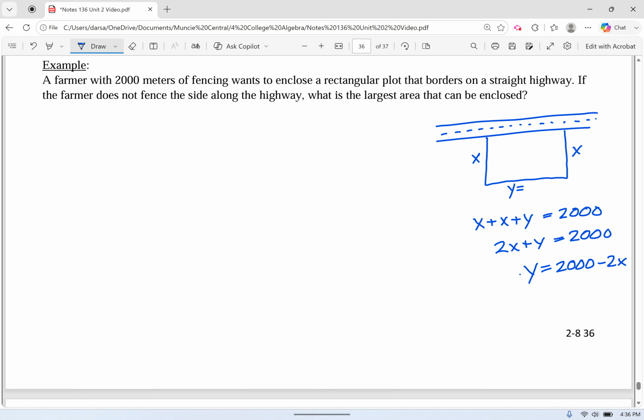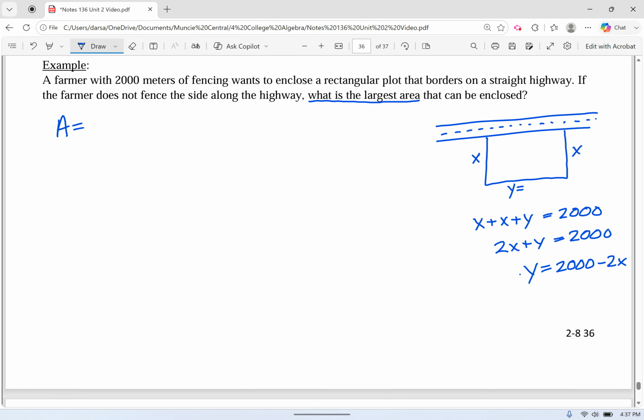Now, the next thing that you need to do, once you've got a picture drawn and you're thinking, okay, X is the length of this side, Y is the length of this side, which is going to be 2,000 minus 2x, we have to ask ourselves, what are we trying to make the biggest or the smallest? Remember, biggest or smallest when it comes to quadratics happens at the vertex. So we always want to find the vertex. As we read along here, we can see if the farmer does not fence along the side of the highway, what is the largest area? That tells me I need an equation that involves the area of this rectangle because we want our cows to have the biggest possible area to roam in.